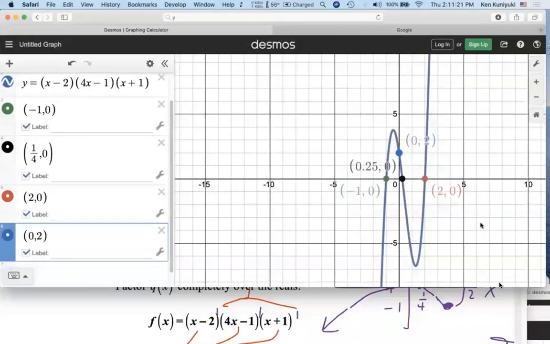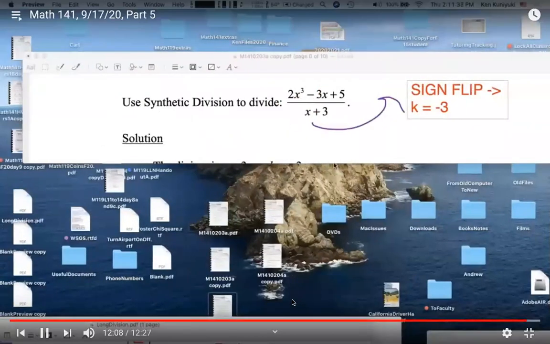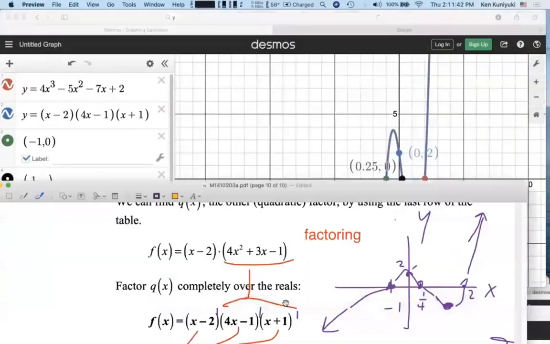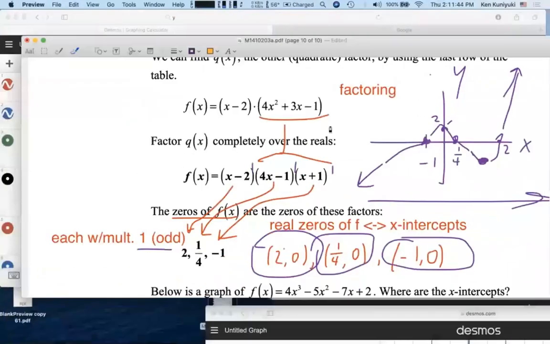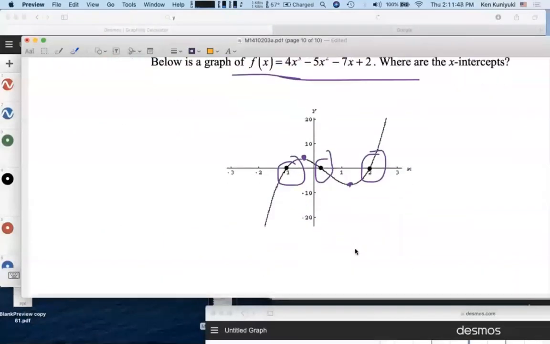The only thing we don't know yet are where exactly the max point is and the min point. But you can find those in calculus. You set the derivative equal to 0 and then find out where the y coordinates are. All right, so we know a lot. We've graphed that cubic to a good extent.